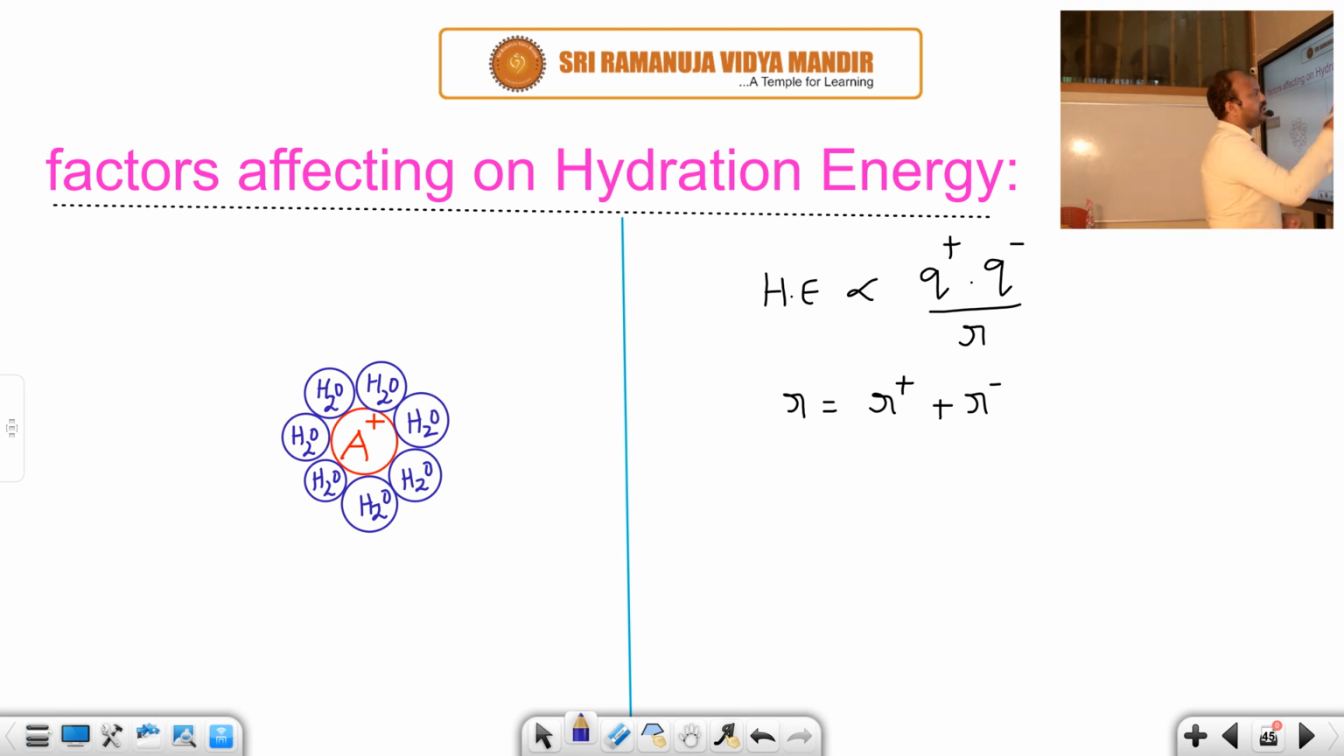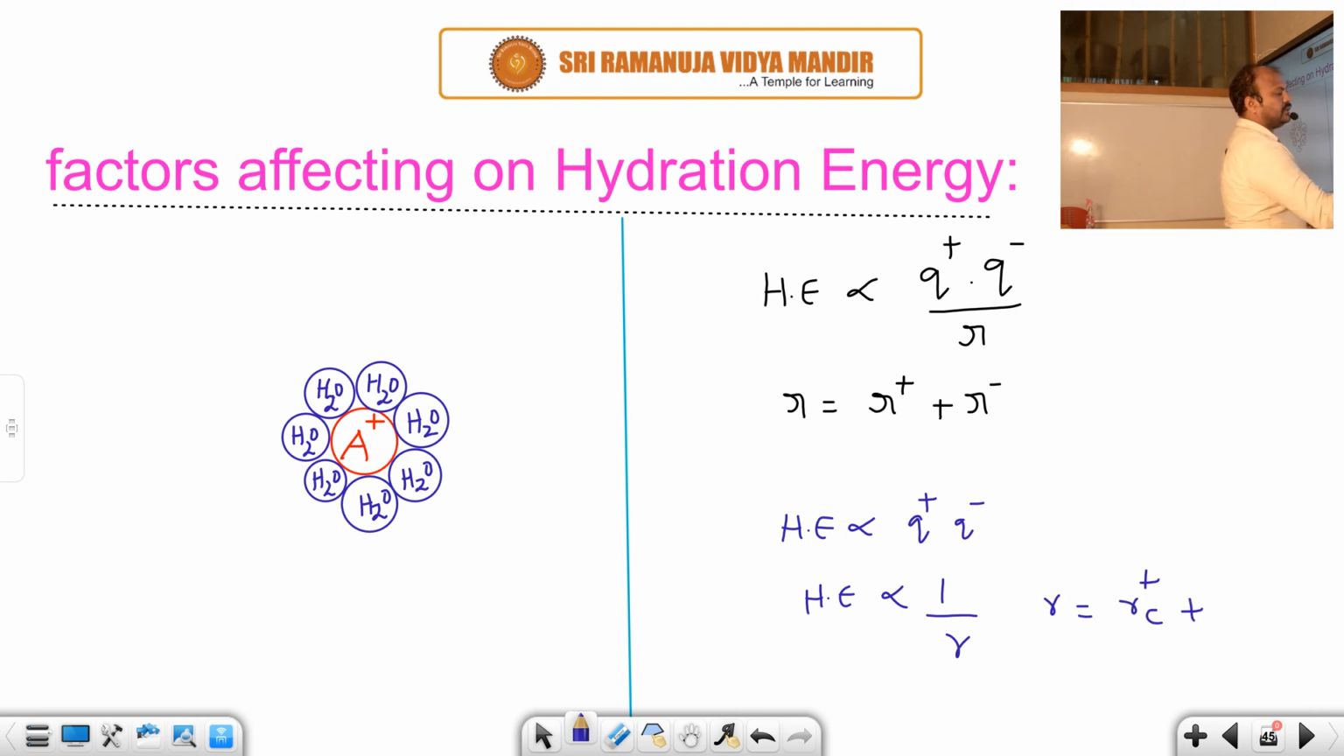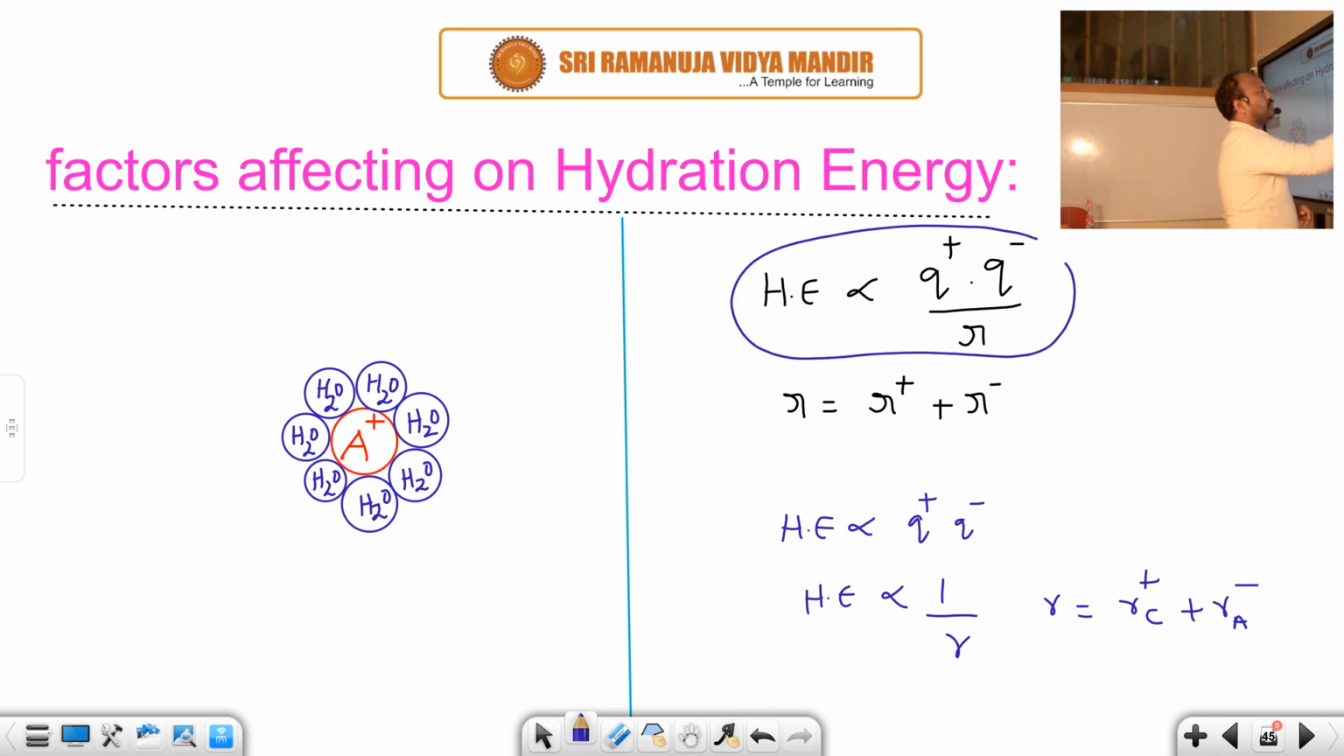Hydration energy is directly proportional to the product of the magnitudes of the charges of the cation and anion. But hydration energy is inversely proportional to the radius. Here R means the sum of the cation radius and anion radius. So this is the formula: hydration energy is directly proportional to charge and inversely proportional to the radius of the cation and anion.